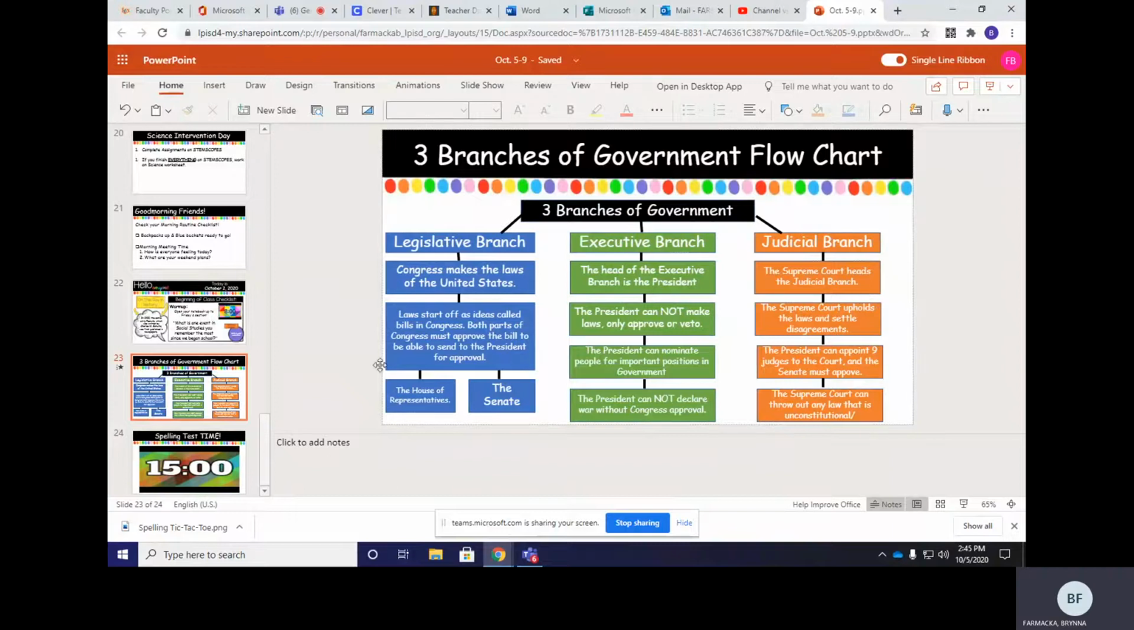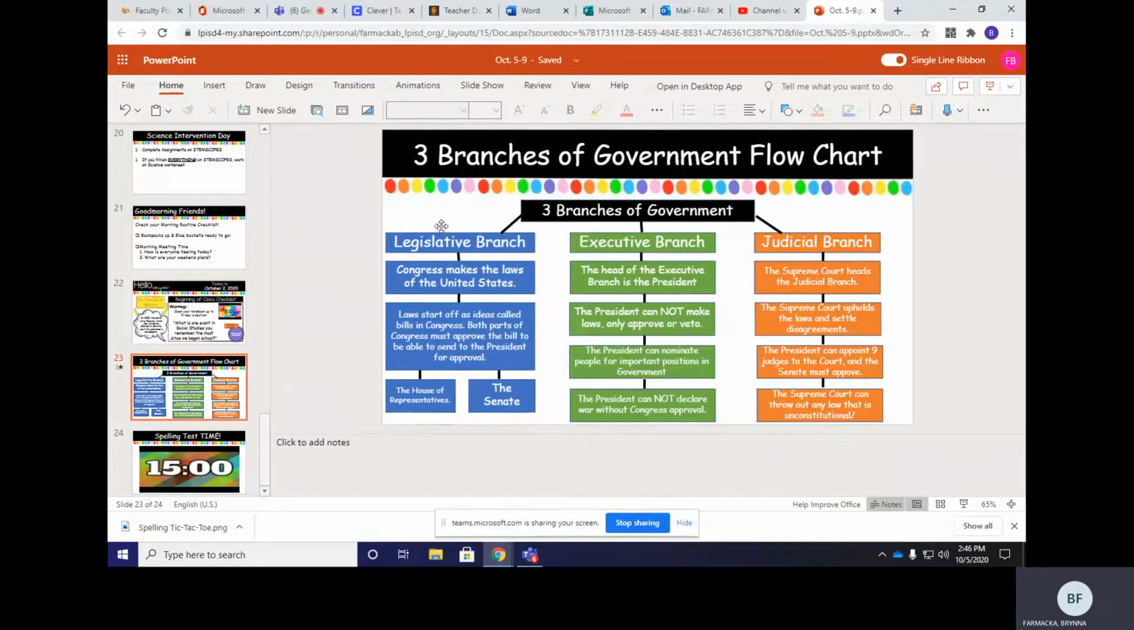So I want to just focus on the legislative branch and go one by one. Within the legislative branch, you have Congress that is the head of the legislative branch, and they are the ones who make the laws. Now, these laws start off as ideas called bills in Congress. Both parts of Congress must approve the bill for it to be sent to the president for approval. What I mean by both parts of Congress is the two parts down here: the first one is the House of Representatives and the second one is the Senate.